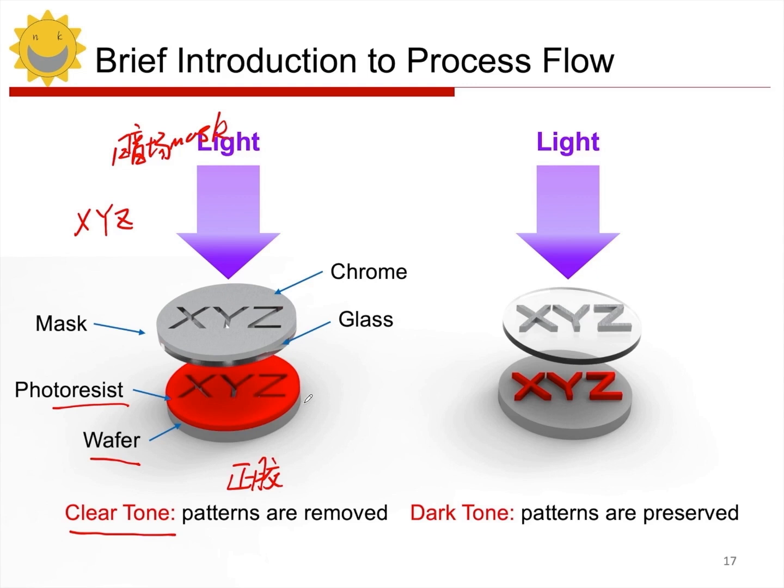Thus, when we refer to dark tone, it actually means that the patterns are preserved. So when we draw the layout, there are two properties. One is clear tone, and the other is dark tone. Of course, when we are drawing the layout, we don't deliberately focus on whether this layer is clear tone or dark tone. This will be relevant during the processing stage. However, designers need to be clear about whether this layer is clear tone or dark tone, as it determines whether the patterns in the photoresist will be etched away or preserved during photolithography.